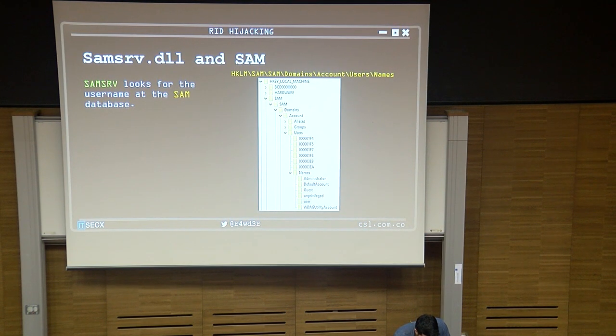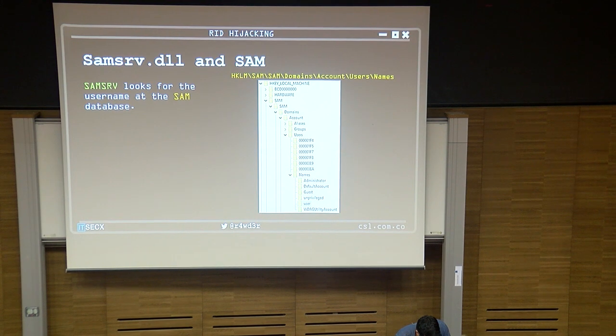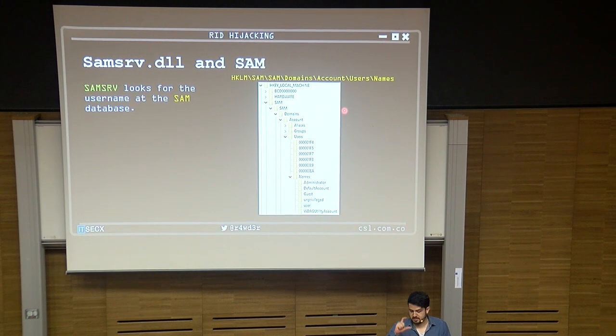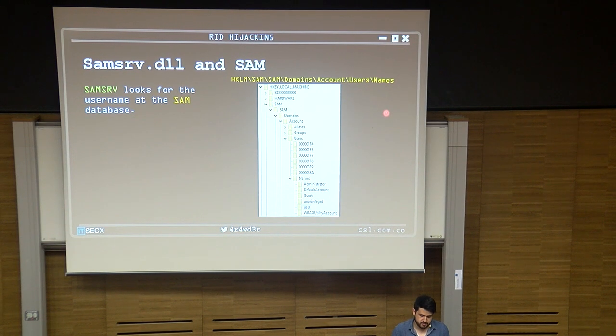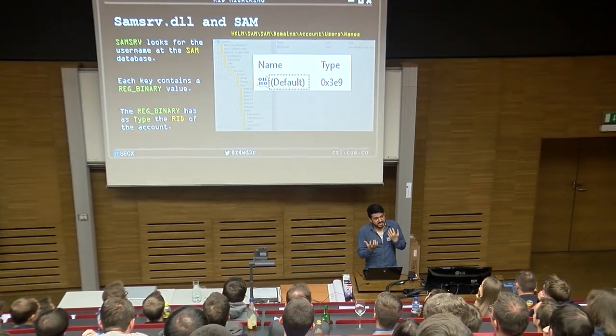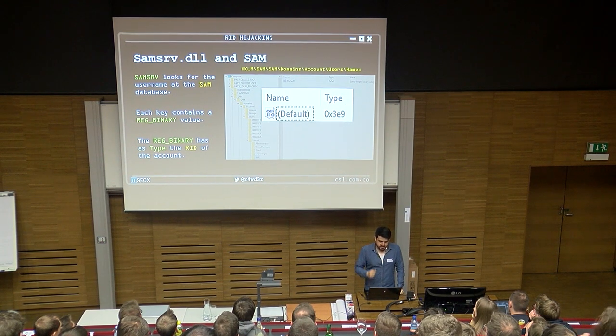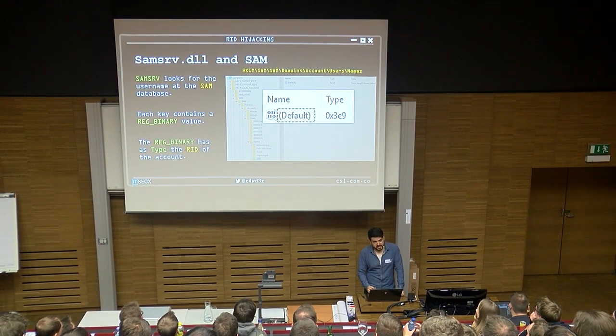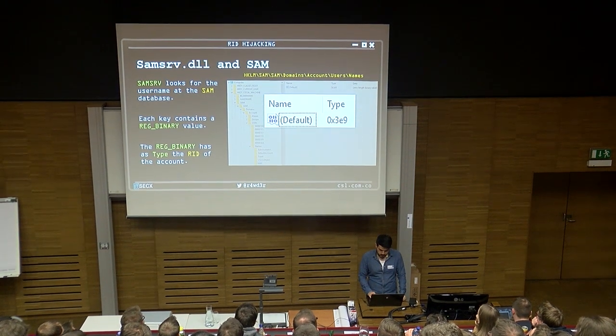Let me see, where is it? OK, here. We can see this is the specific registry key that is queried by the SAM server DLL. Each of these keys contains a registry binary, as you can notice here, and these reg binaries have an attribute which is called type. This attribute contains the hexadecimal version of the relative identifier associated with the user which is being queried. So in this case, it is 3E9, which in decimal base is equal to 1001.